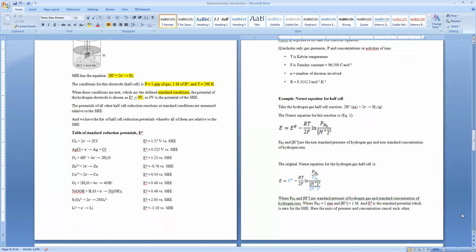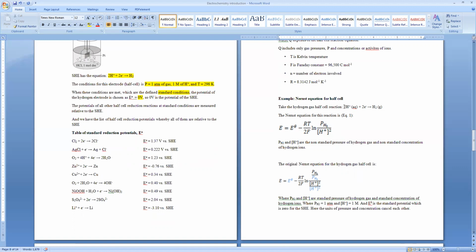Now we calculate the Nernst equation for the half cell. Take the hydrogen gas half cell, for example, 2H+ plus 2 electrons become hydrogen gas. The Nernst equation for this reaction, equation 1, is this one: E, the non-standard potential, equals E standard potential minus RT over 2F ln pressure of hydrogen divided by hydrogen ion concentration squared.